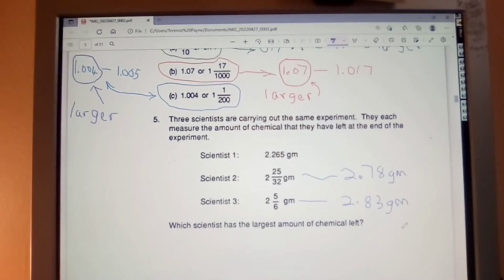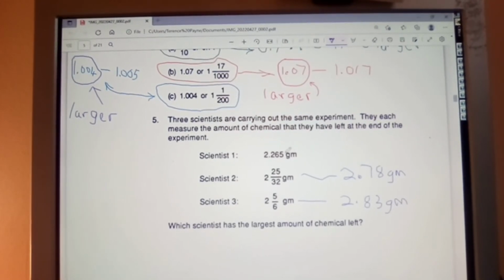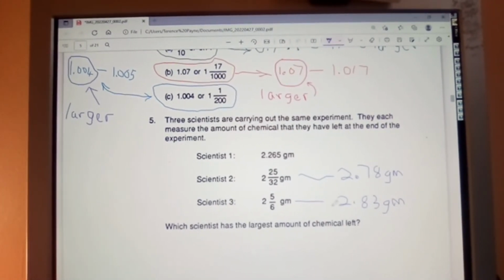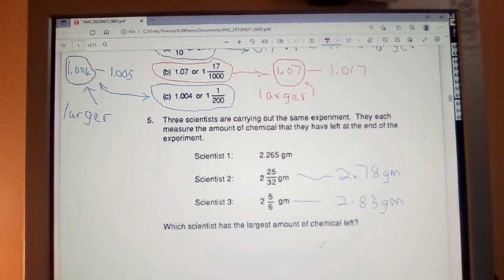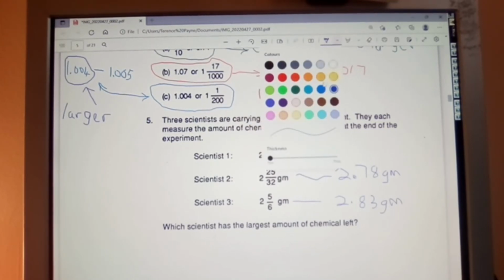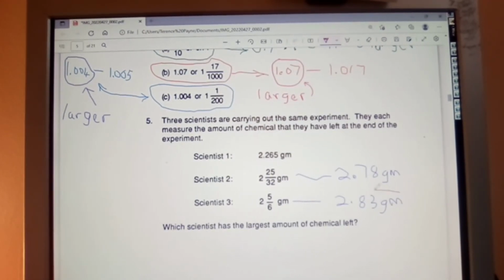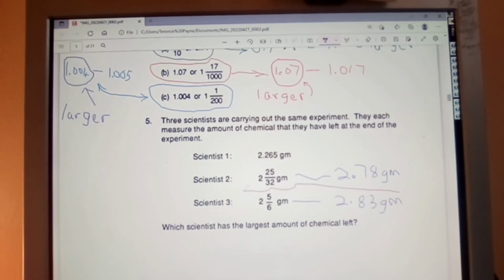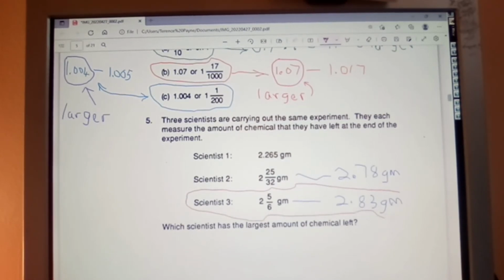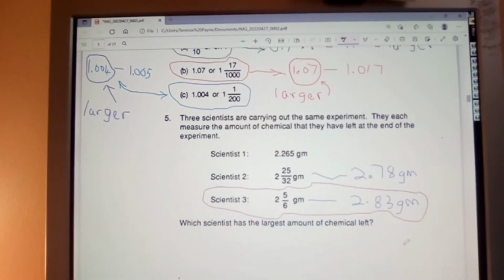Okay, and we know that this one here is already 2.265 grams. So which scientist has the largest amount of chemicals left? It will be, let me just see, it will be this one. That's the one that has the largest amount of chemicals left.